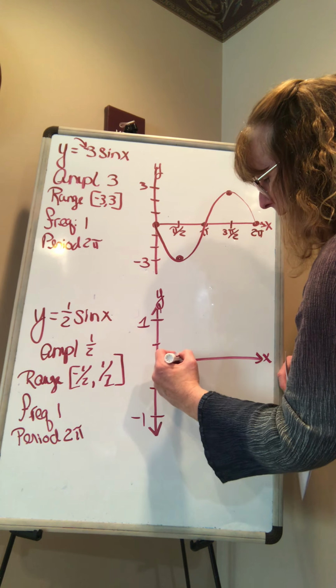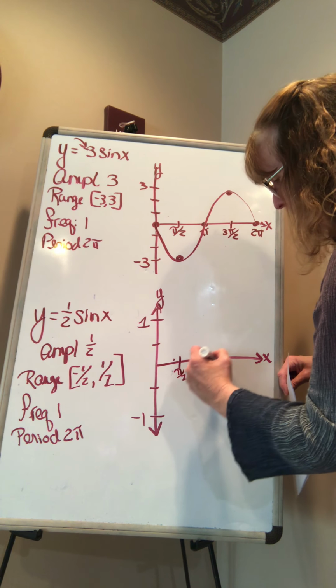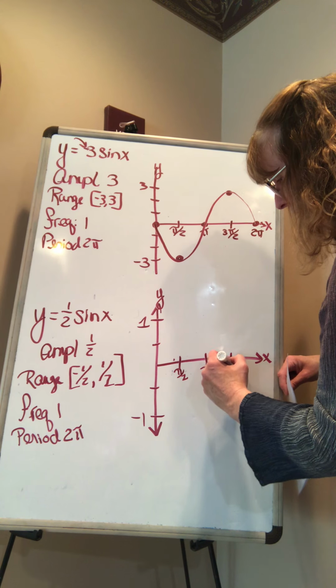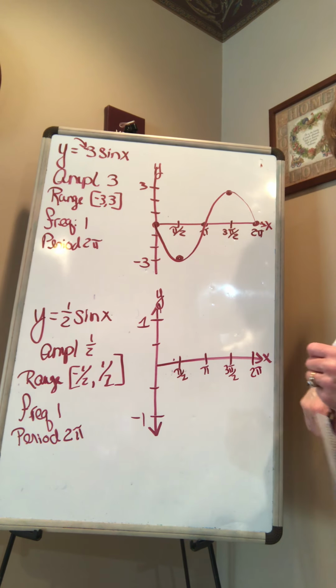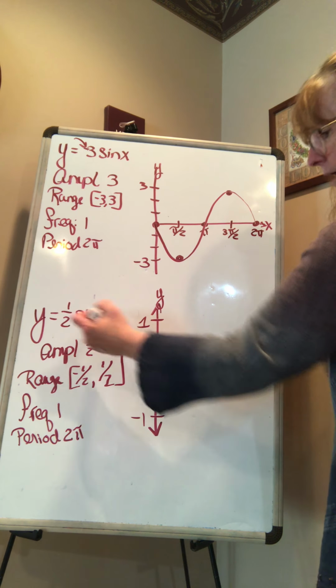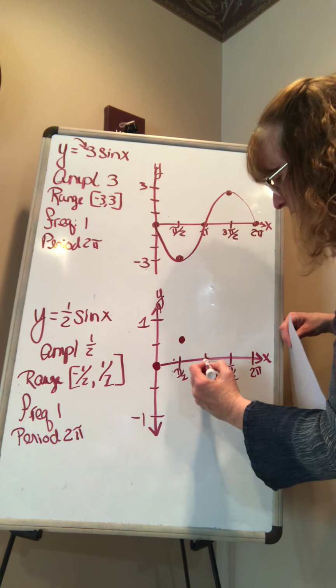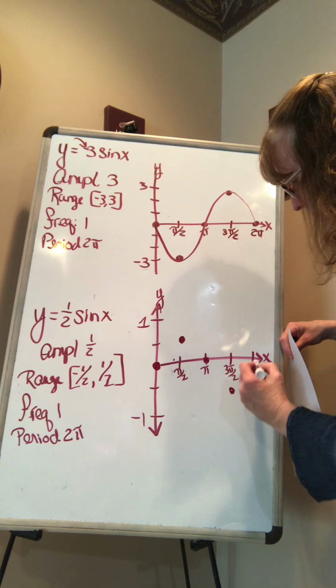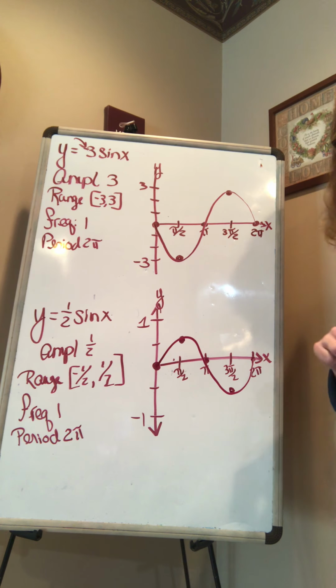And then, again, my labels, 90, pi over 2, 180, pi, 270, 3 pi over 2, and full rotation 360, 2 pi. And this is a +1/2, so I'm going from 0 up to 1/2, 0, down to -1/2, 0. And here is my final one.